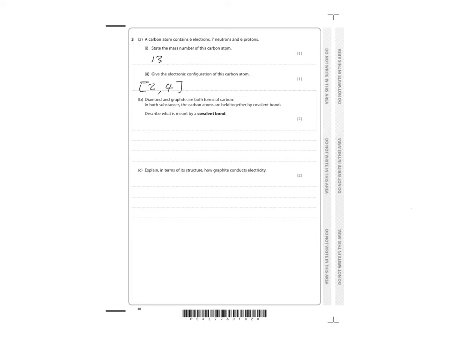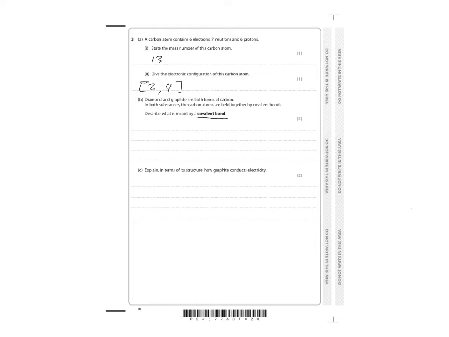Diamond and graphite are both forms of carbon. In both substances, the carbon atoms are held together by covalent bonds. Describe what is meant by a covalent bond. Now, there are lots of good answers here about a covalent bond being a strong bond between non-metal atoms, which is all correct, but it's not the definition.